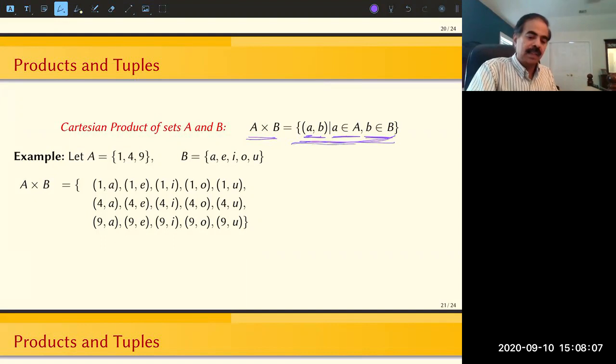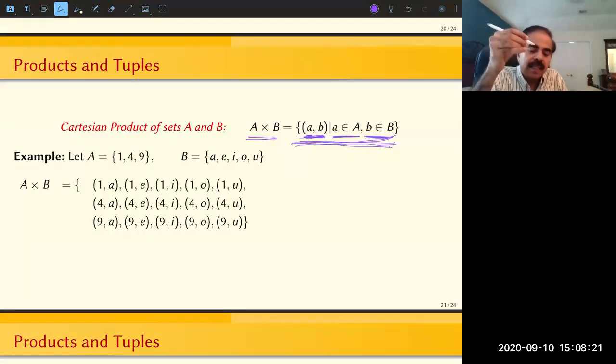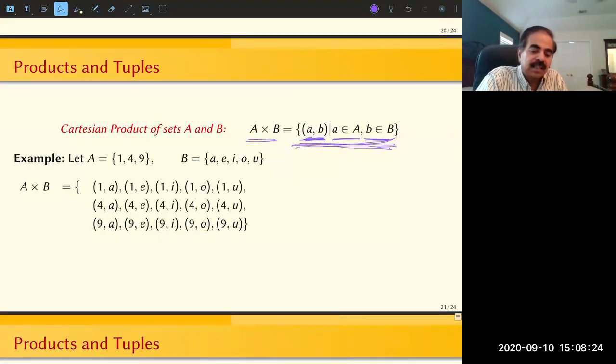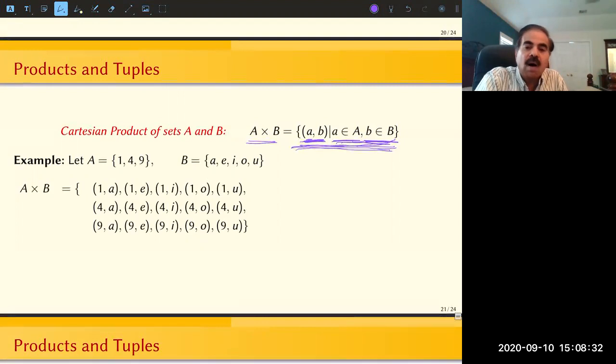The way to interpret this set builder notation, which we have seen several times before, but again, let me remind you, is that anything that has this form and satisfies this condition should be included in the set. It's not some of them, it's going to include all of the elements that satisfy the definition. Therefore, in this case, we are going to take every combination of an element from A and an element from B, and that's how we are going to construct this.